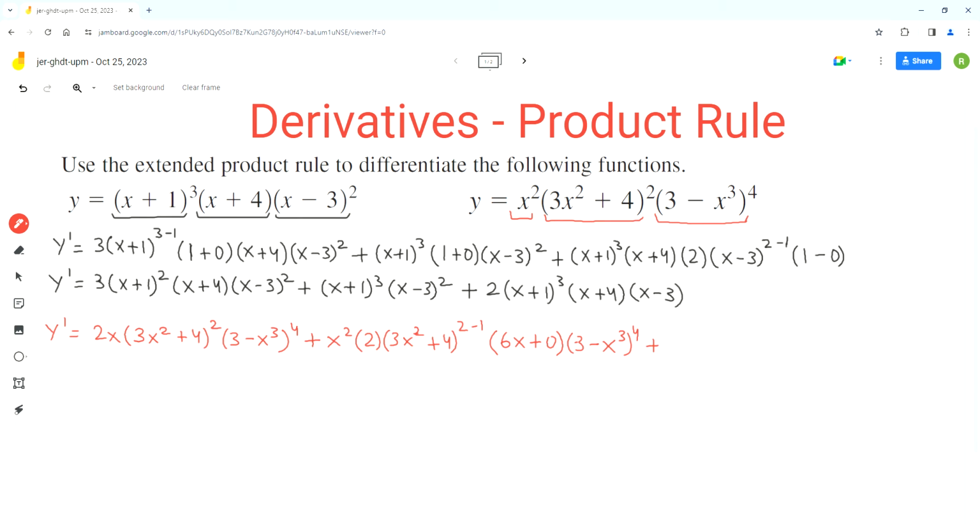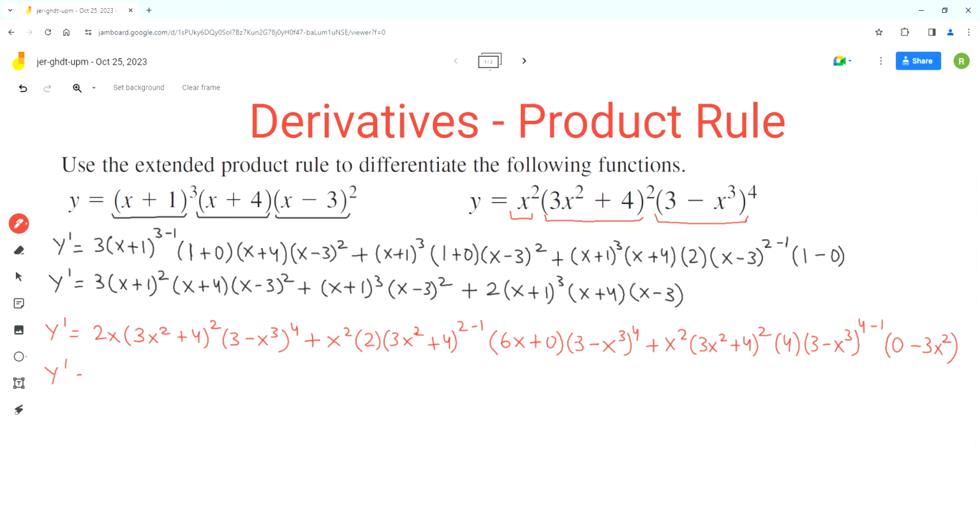Now plus, the first function and the second function will stay the same. Now times the derivative of the third function, and that will be 4. We are using the power rule, times (3 minus x cubed) exponent 4 minus 1. Now times the derivative of the inner function, so it will be 0 minus 3x squared. Now we have to simplify this expression.